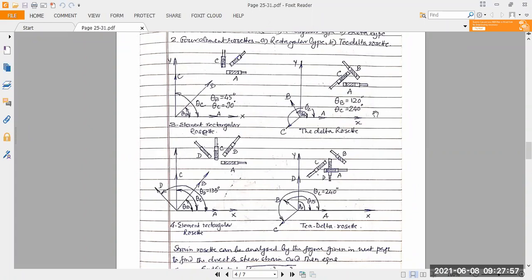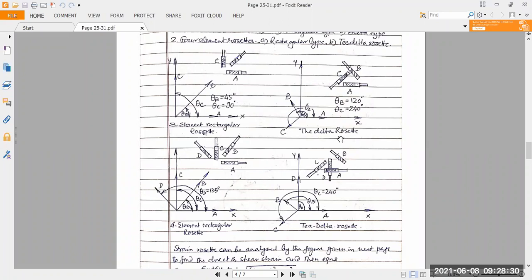Next comes the delta rosette. This is the process of physically placing the rosette itself. One is like this, another is like this, and A is horizontal, B is at an angle, and C is at an angle. So what we are doing, we have three gauges, not four. One gauge is along the x-axis, that is OA. Another is along OB, and another is along OC.